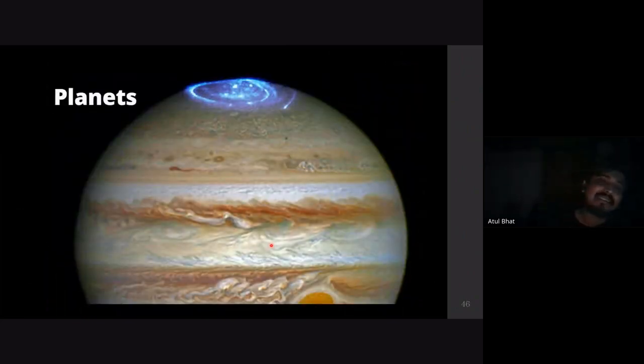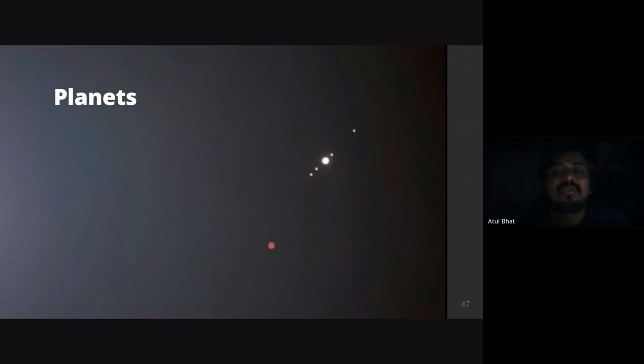You can observe planets. Again, the issue with the planets is you will see beautiful images like this online, but when you look at Jupiter through a telescope, you'll only see this one big white dot.